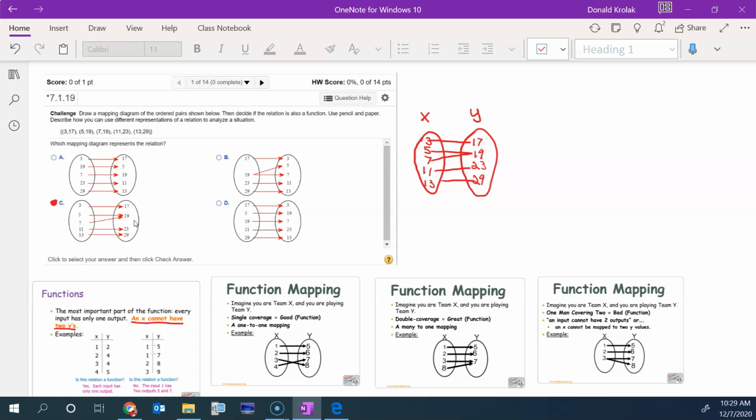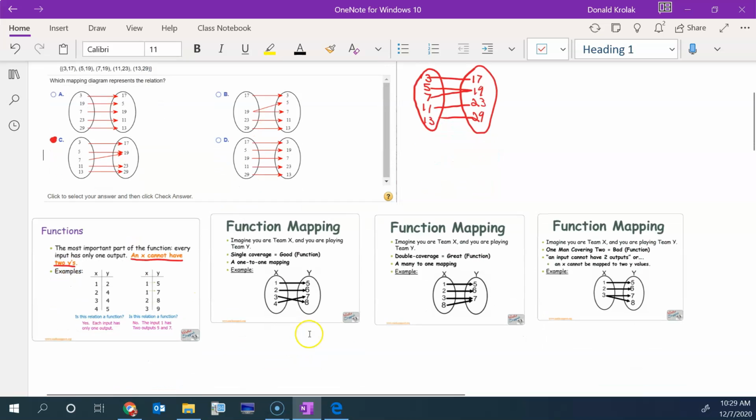Now, the second part of this question says, is this a function? Well, to be a function, you can't have an x mapped to two different y values. So if you had two arrows coming out of an x, then that is not a function. We don't have that case here, so this is a function.